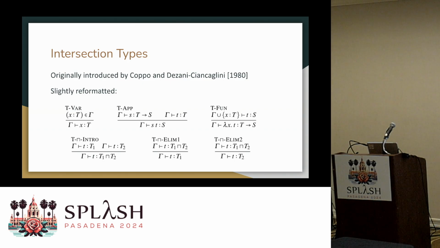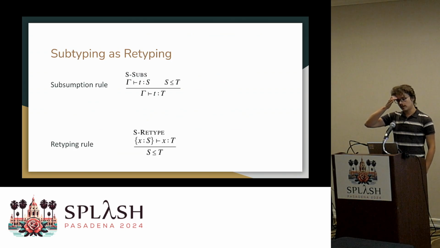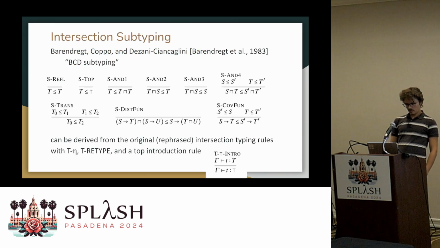And then you can eliminate the intersection. If you have actual values with the intersection, you can pick one of the two, depending on which you want to use for this particular use site. Okay? Now you can generalize this notion to subtyping. Let's first talk about subtyping like this.